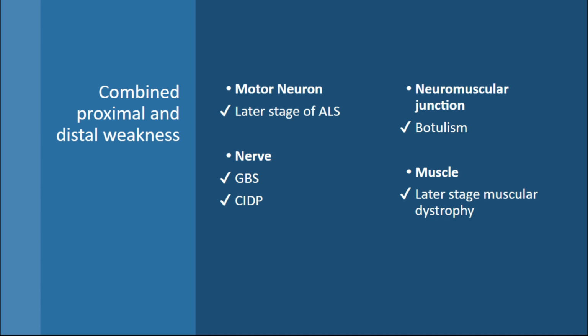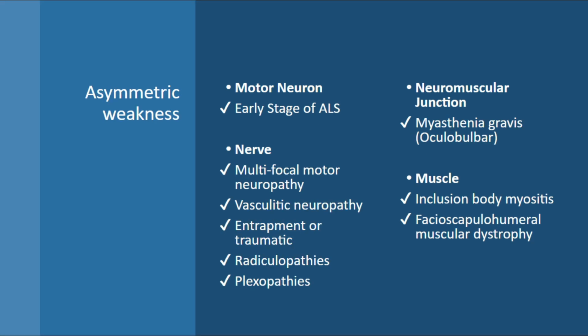Next. Combined proximal and distal. Motor neuron disease later stage, as we just heard from one of the speakers. And then nerves, GBS, CIDP, and then neuromuscular junction, botulism is one. Then asymmetric weakness, so there could be motor neuron, early stage of ALS; nerves, multifocal motor neuropathy, one, and it's upper extremity predominant; vasculitic neuropathy, entrapment or traumatic neuropathy, radiculopathies, plexopathies are asymmetric. Neuromuscular junction disorder, oculobulbar, kind of.